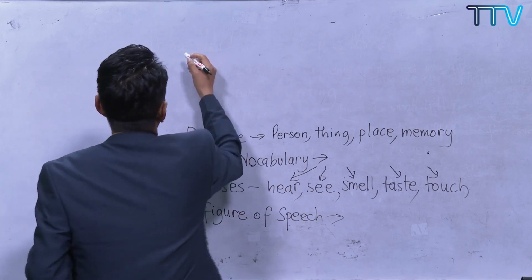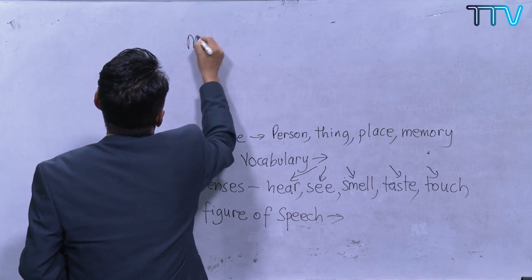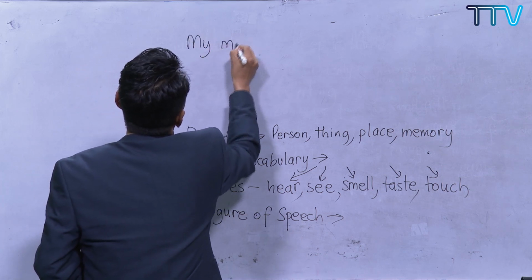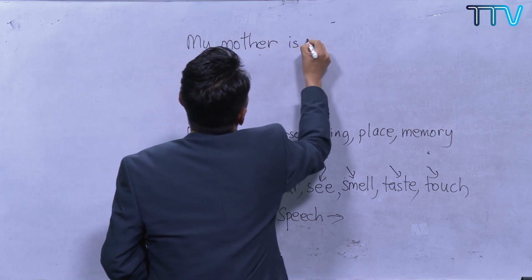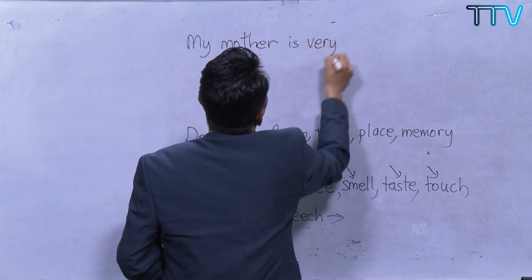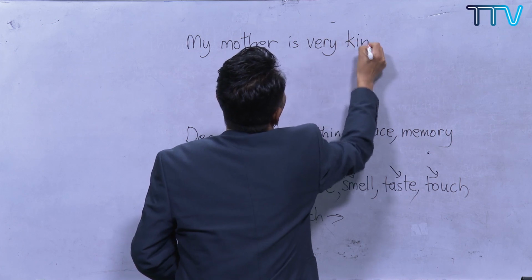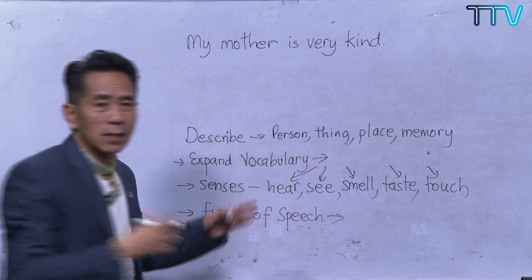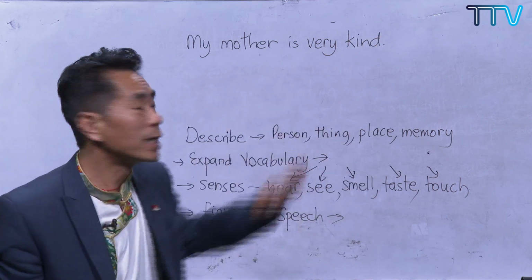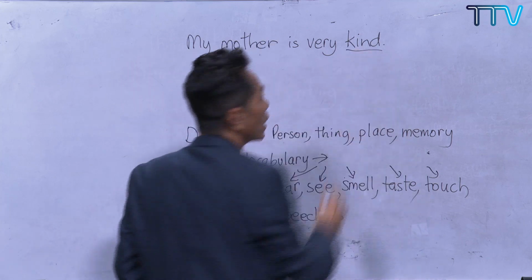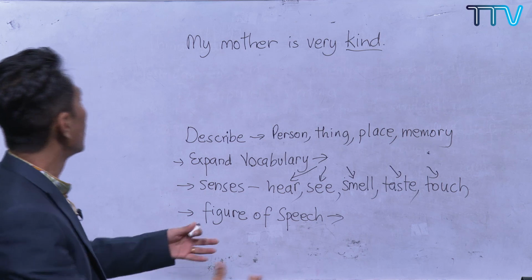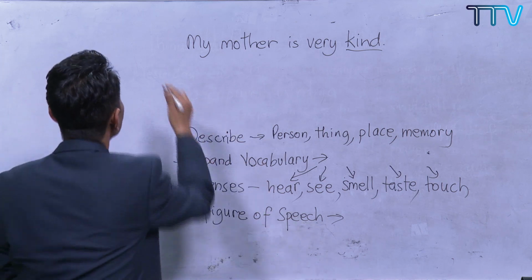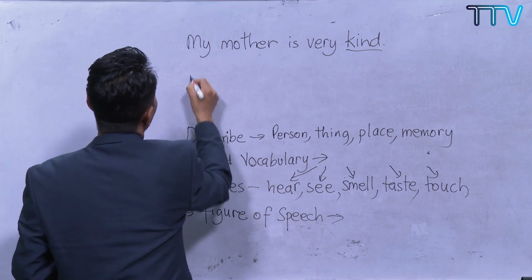For example, my mother is very kind. Now this is a simple sentence. My mother is very kind. Did I use any figure of speech? No. Now I want you to look at another sentence having the same meaning.